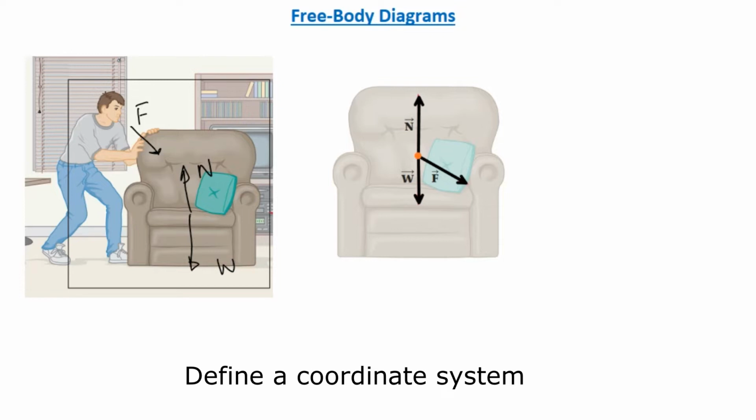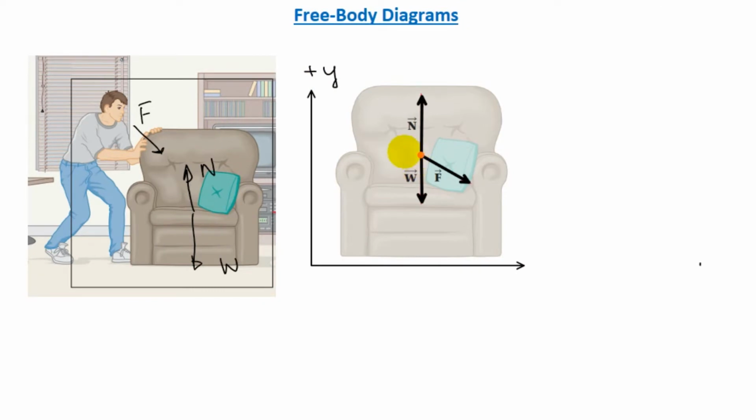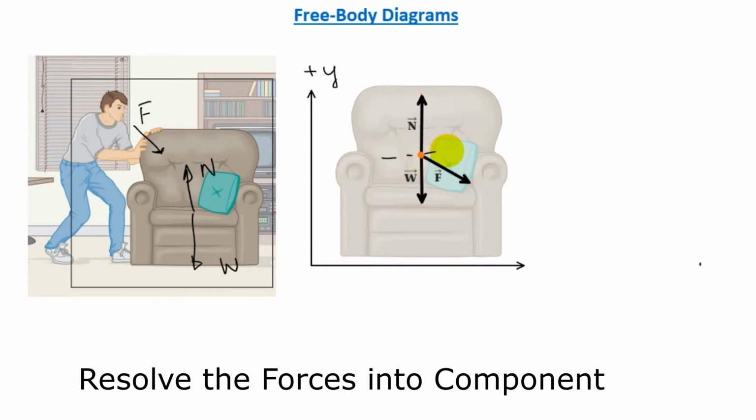You can choose any coordinate system according to your convenience, but if you know the direction in which the object is moving, you can take that direction to be one of the coordinate axes, or you can take a coordinate system that aligns with one or more forces acting on the object. In this case, let us take this to be the coordinate system. This is positive x and this is positive y. And the final step is to resolve the forces into components.